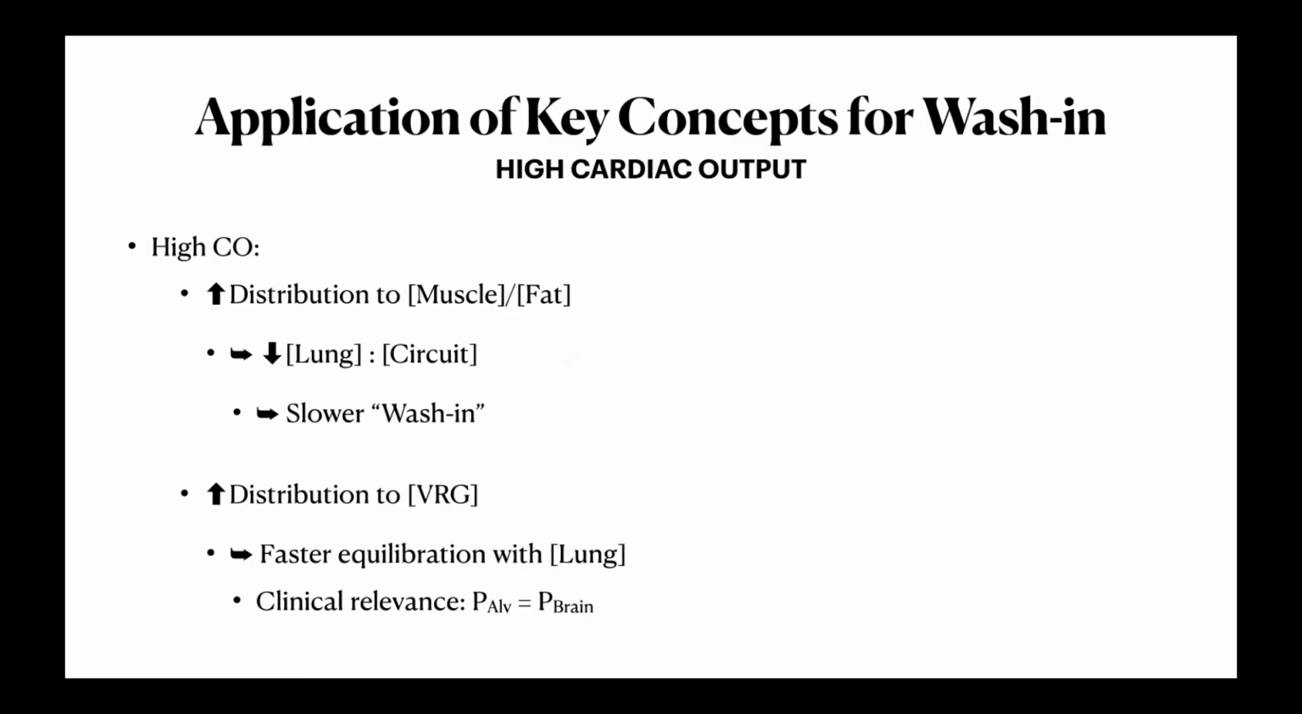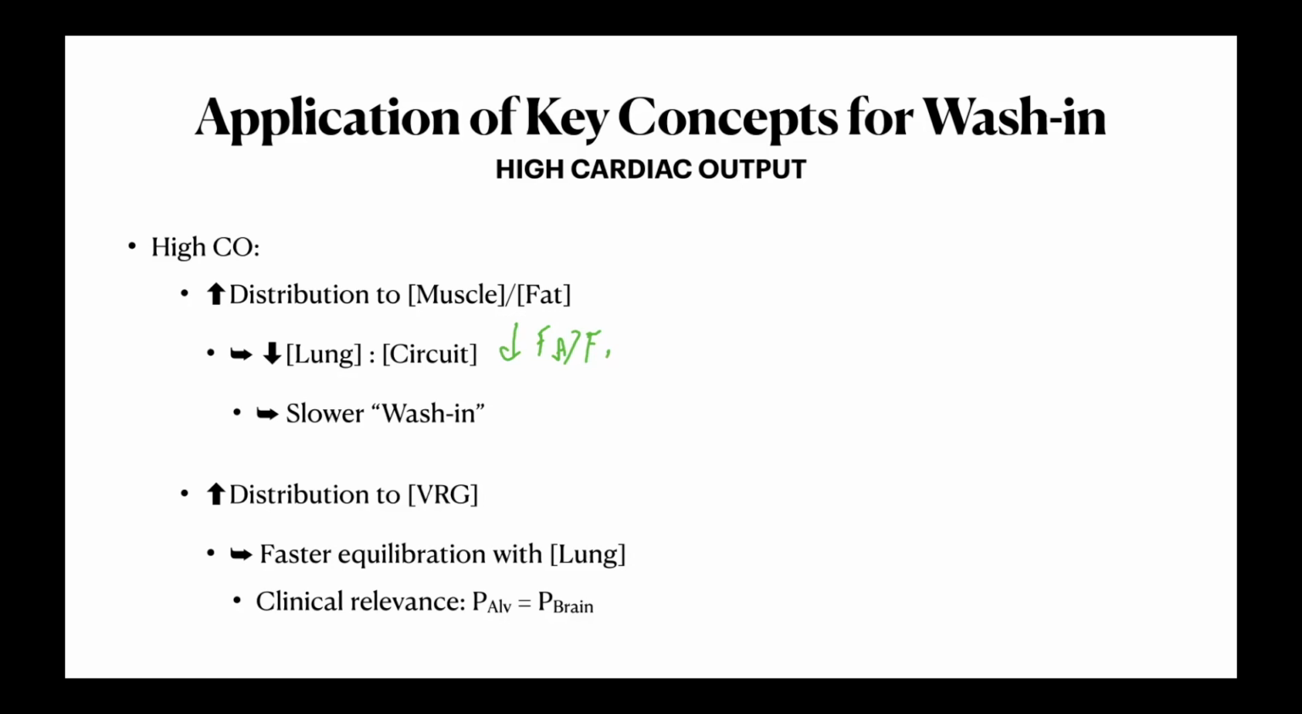And the same thing with high cardiac output states. With high cardiac output states, you get increased distribution to muscle, and that reduces the concentration in the lung. In other words, it reduces your FA-FI curve, and that leads to a slower washing. And then the other key thing is that there's increased distribution to your vessel-rich group, which means that there's faster equilibration. And the clinical relevance to that is that in patients with a high cardiac output state, you can say within about 10 minutes that the alveolar partial pressure is pretty much what's happening in the brain.